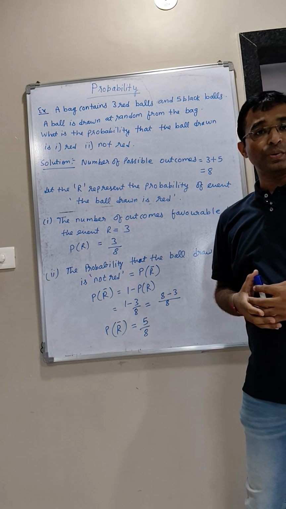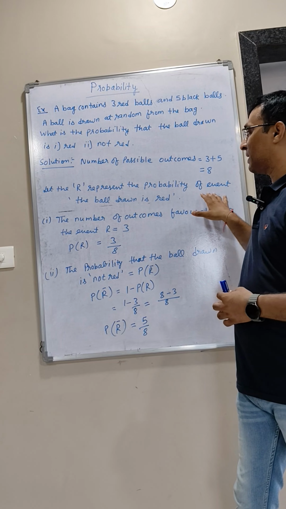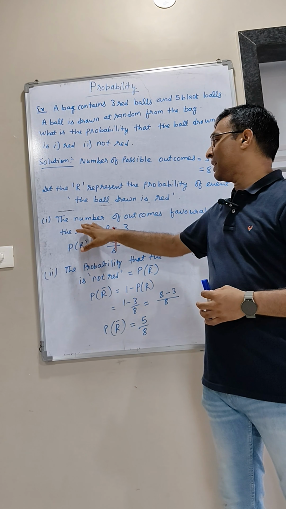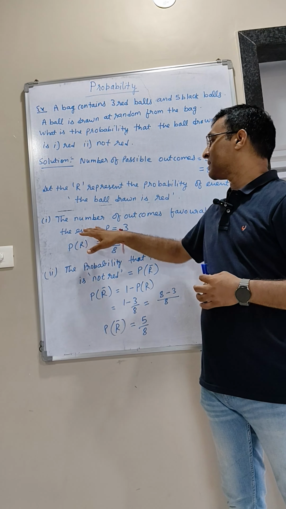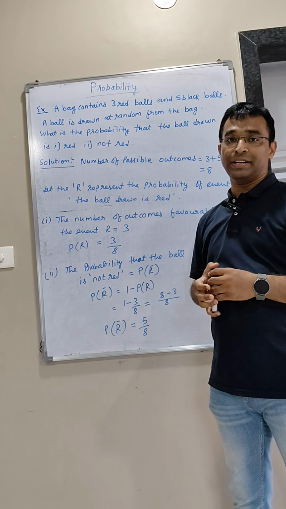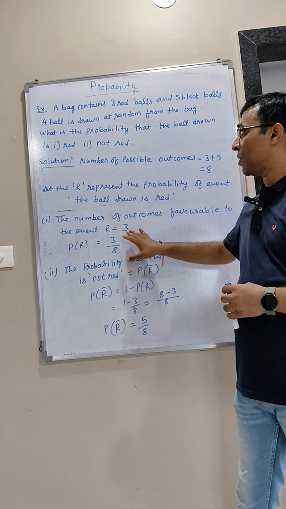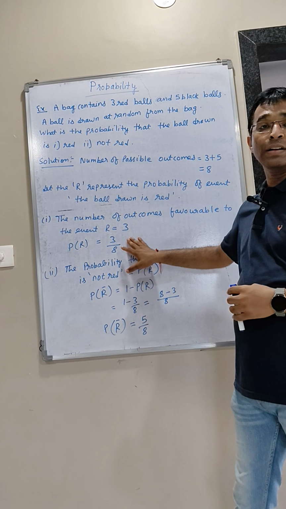Let R represent the event that the ball drawn is red. Similarly applying this, the total number of outcomes favorable to the event R is 3, which is given in the number of balls present in the bag, 3 red balls. So applying the formula, the probability of obtaining a red ball is 3 upon 8. So this is the first part of our problem.